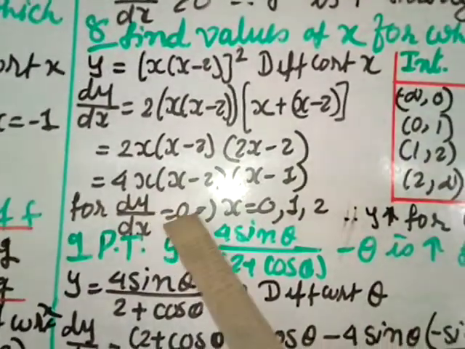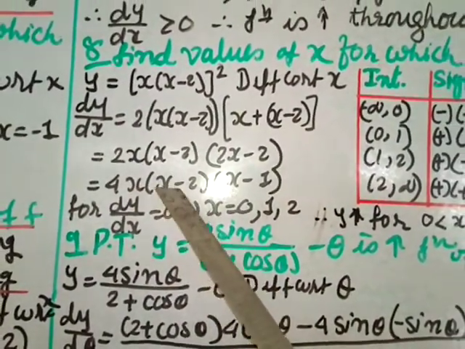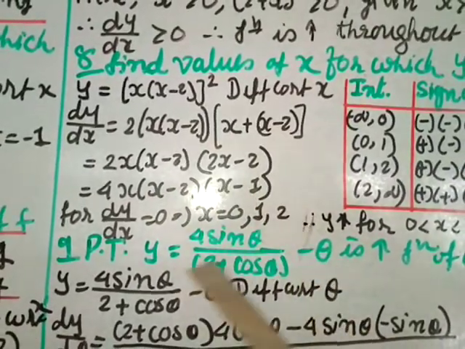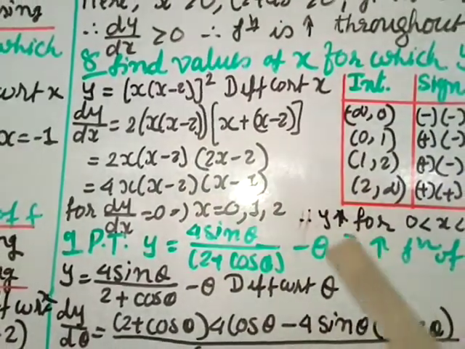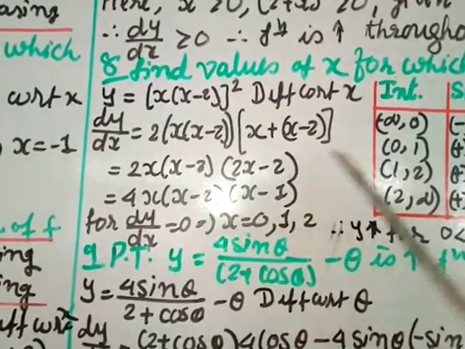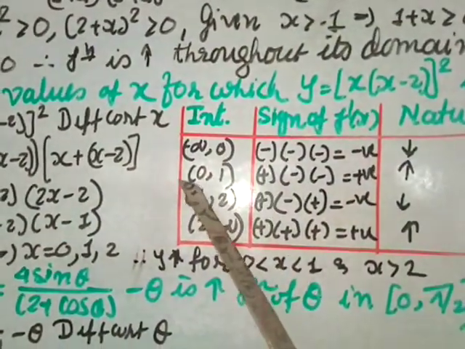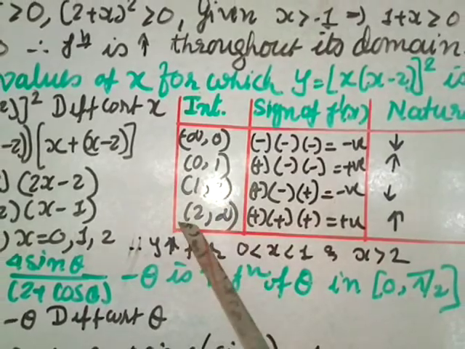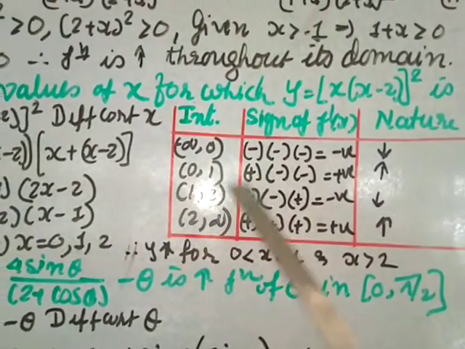Then equate with 0. So when you equate, x is equal to 0, x is equal to 2, x is equal to 1. Okay, so these 3 values I get. So if you draw the number line, you will get intervals minus infinity to 0, 0 to 1, 1 to 2, 2 to infinity. Okay, and we will check the sign for all these.